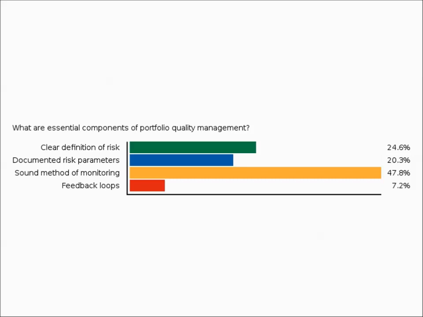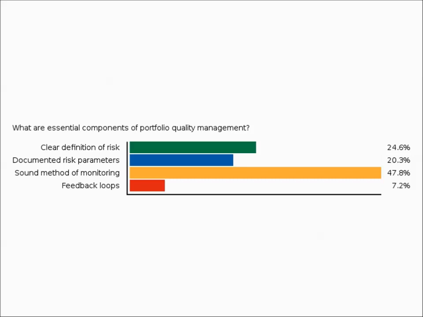So here's the results. What are the essential components of portfolio quality management? 24.6% of you said it's a clear definition of what risk is. 20% said that it's documenting what your risk parameters are. 47.8% said that it's the method you use for monitoring that risk in your portfolio, and 7% talked about using the feedback loop. The answer actually is all of this, a little bit of a trick question.